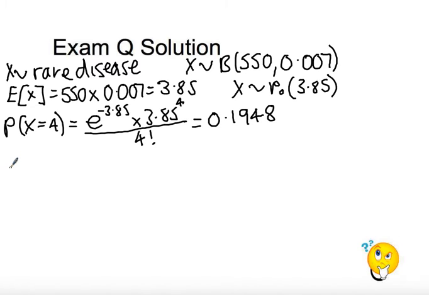Okay, next was the probability that we had more than 2 people with the disease. So X greater than 2.